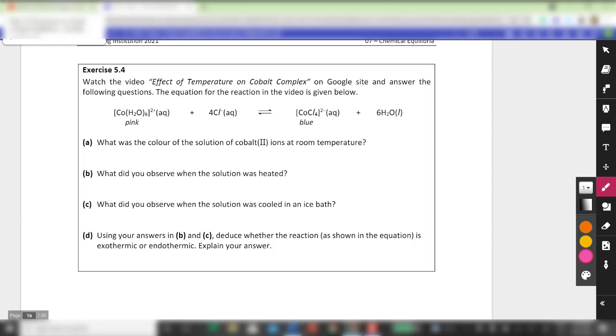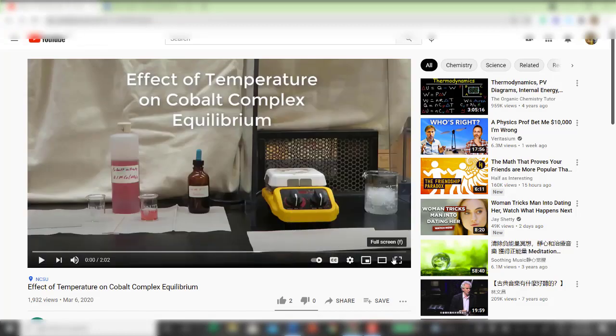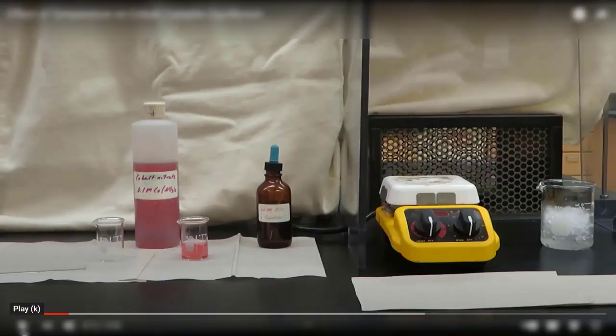Okay, so I'll go to the video. I will just voice over a little bit. What happens here is that there's this particular cobalt complex which is pink in color. This is the complex that was written in your lecture book on exercise 5.4. It's what we call the hexaaquacobalt(II) complex, which is pink in color.